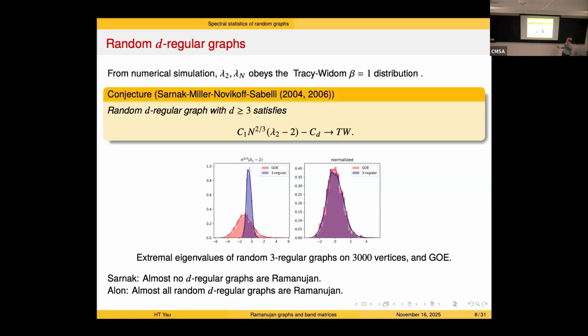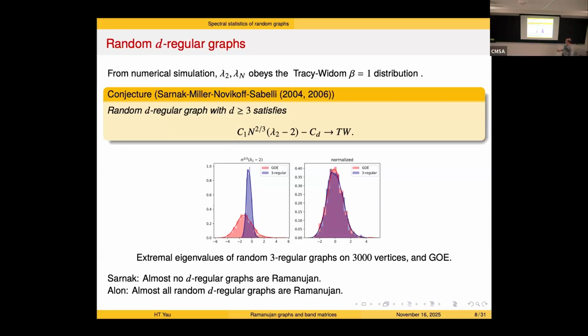if you take a 3-regular graph and rescale it, compared with the GOE, they seem to fit. What they claim is that there's a constant C1 times the second largest eigenvalue of a random d-regular graph, minus a possible shift C2, which should converge to the Tracy-Widom distribution. This was their conjecture: there exist constants C1 and C2. And this was some numerical simulations.